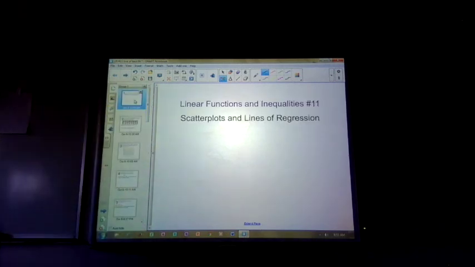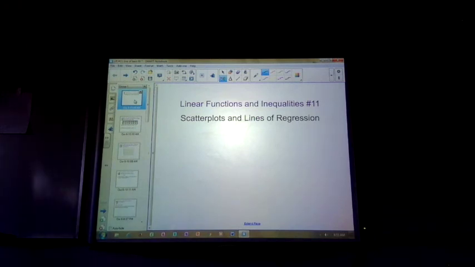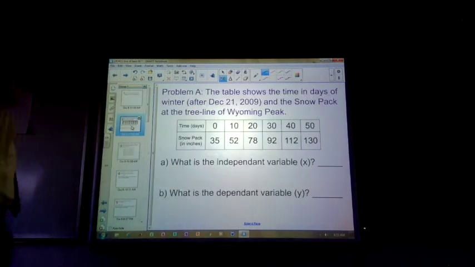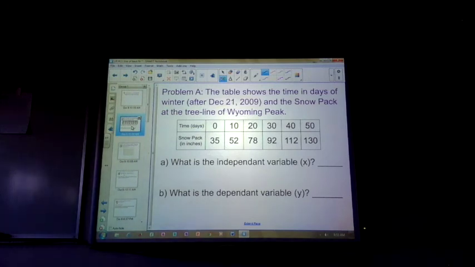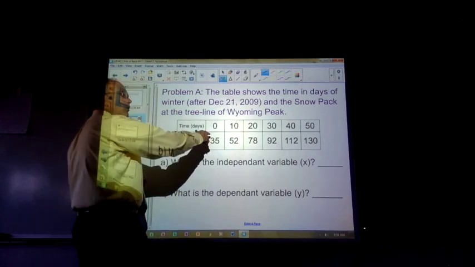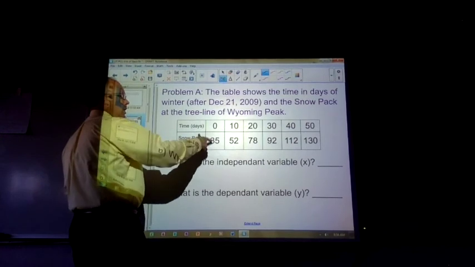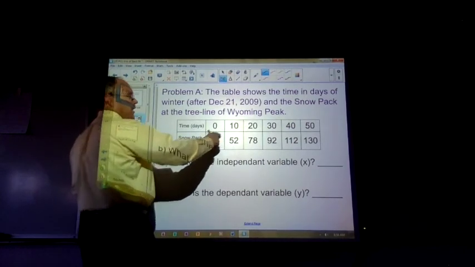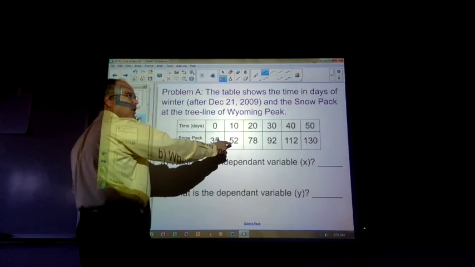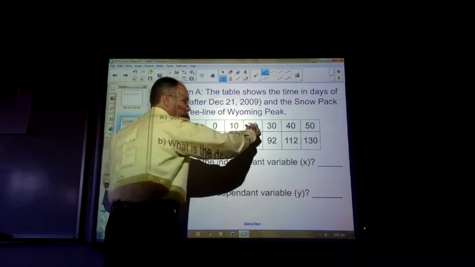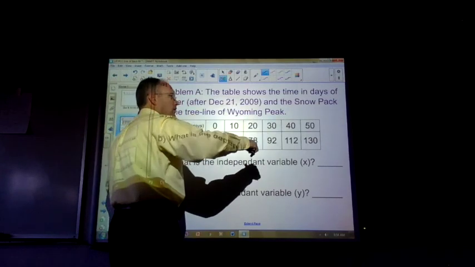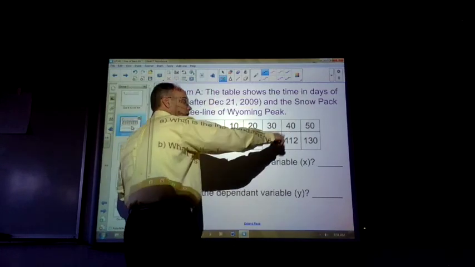Linear functions and inequalities, scatter plots, and lines of regression. Problem A. The table shows the time in days of winter after December 21st, 2009, and the snowpack at the tree line of a Wyoming peak. A big snowstorm came through, the first of the season. Wow, 35 inches. 10 days later, there's now 52 inches as the depth. 10 more days take place, and there's now 78 inches. 40 days takes place, and there's now 112.